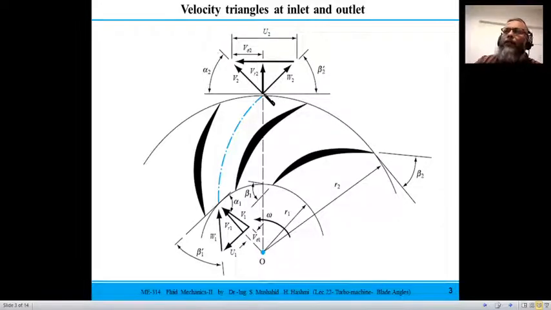The same is true at the exit: the relative velocity makes an angle with the tangent, beta 2 prime, and beta 2 is the blade angle that the blade makes with the tangent. The rest of the things are the same as we have already discussed. For example, the velocity of the fluid leaving the impeller at the exit is divided into two components. One is in the radial direction, the other in the tangential direction. So the radial component is VR2, and the tangential component is V theta 2, which is parallel to the direction of the blade speed. The rest is the same as we already have done.